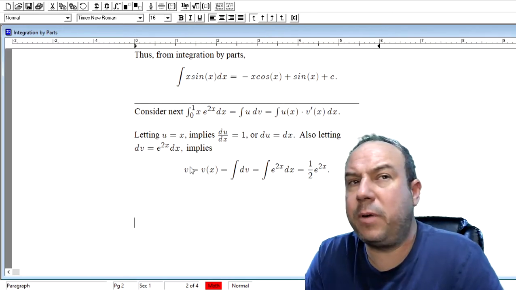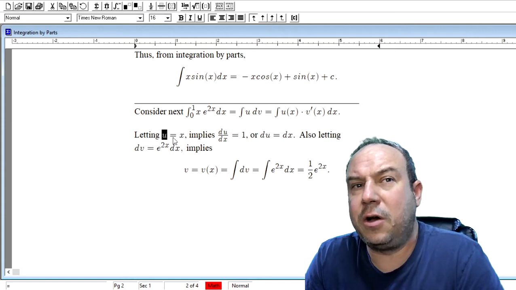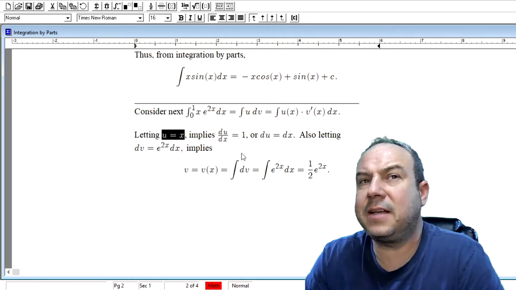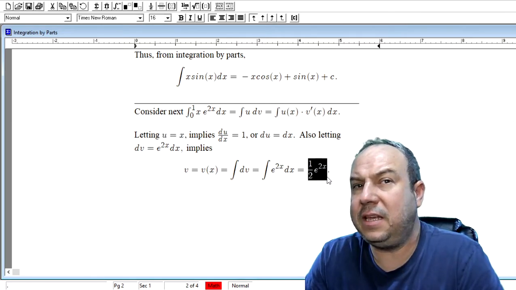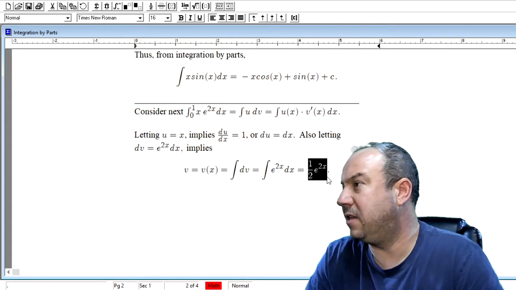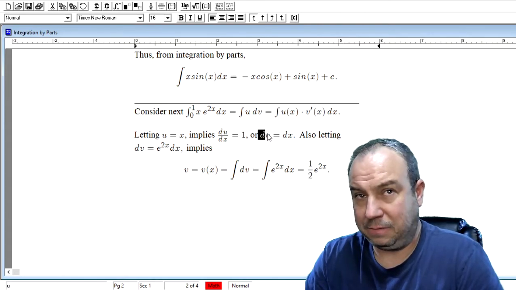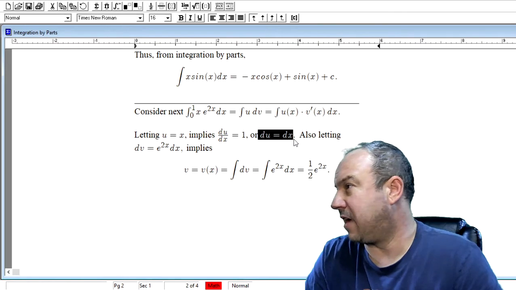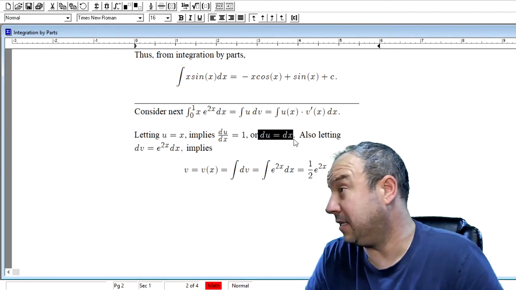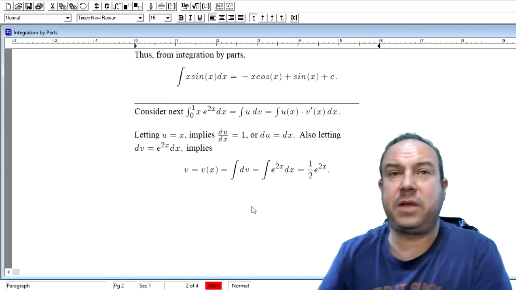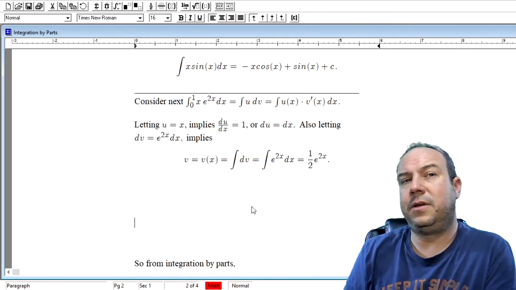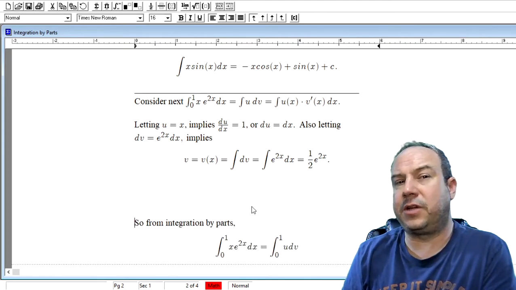And those are our three parts, folks. We need to know u, and u is equal to x. We need to know v, or v of x, which is 1/2 e to the 2x. And we need to know du in terms of x. And that is simply dx. With those three values, we can form our result for integration by parts.